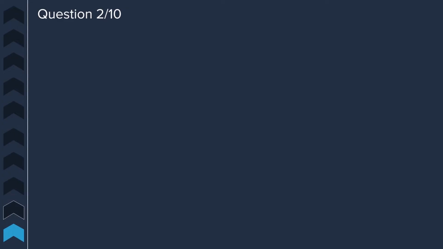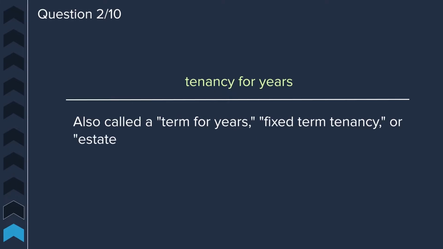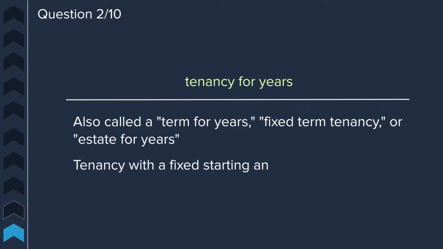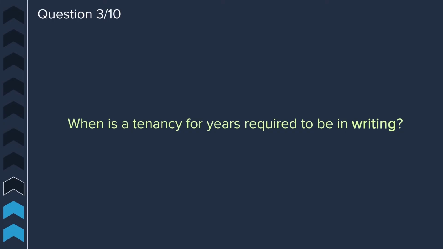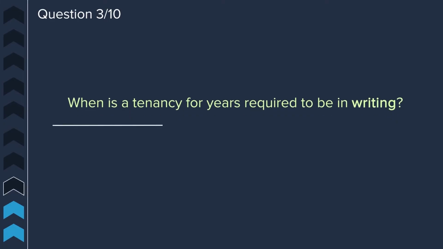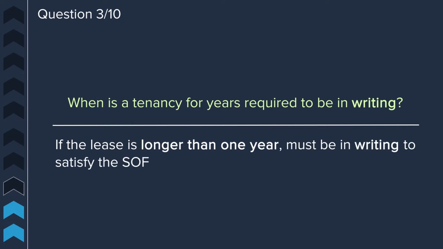Question 2. What is a tenancy for years? A tenancy for years can also be called a term for years, a fixed term tenancy, or an estate for years. Question 3. When is a tenancy for years required to be in writing? If the lease is longer than 1 year, then it must be in writing to satisfy the statute of frauds.